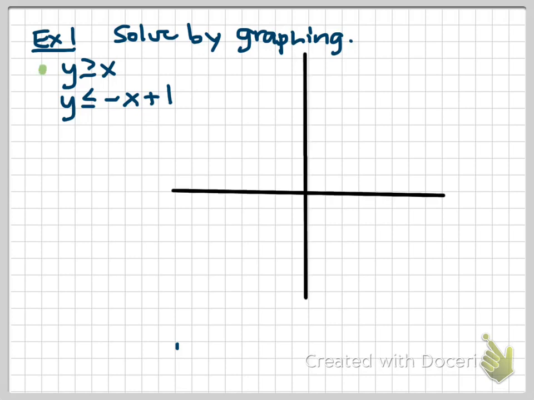Okay, we're going to graph the first inequality, y is greater than or equal to x. There is no y-intercept, so we're going to start at 0. And then the slope is the number in front of the x, so that's 1. So up 1 over 1, up 1 over 1, and we'll just continue going in both directions. Then it's greater than or equal to, so that means it's a solid line.